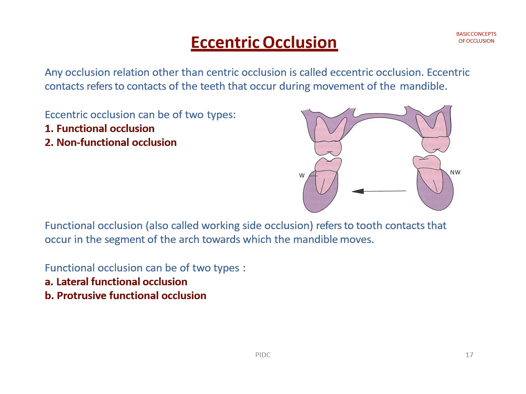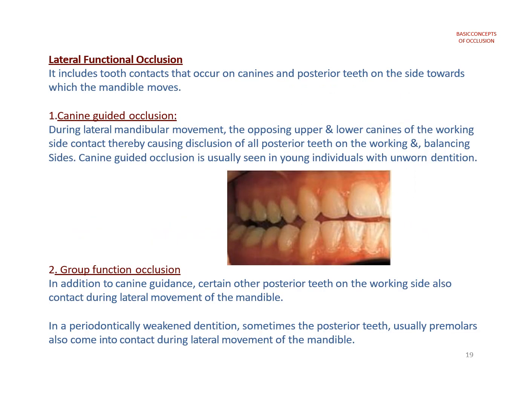So in eccentric occlusion, there are two types, functional and non-functional occlusion. Under functional, you have lateral and protrusive function. Lateral, by the name itself, suggests what is the position of the mandible, and also protrusive, you all know by now, right?